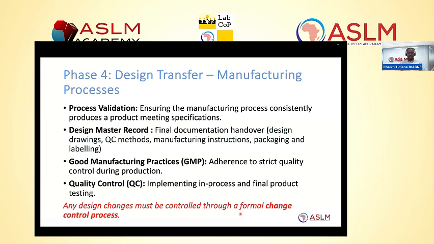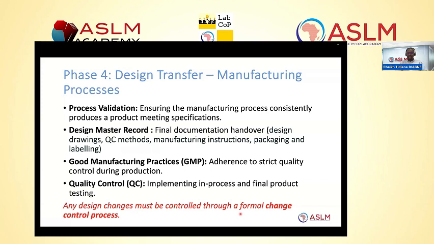Now the design transfer. We have a product, it's developed, it's verified, it's validated. So now we are ready to go to full manufacturing. And this is a step that is called design transfer. Here you will need to validate your process by ensuring that the manufacturing process consistently produces a product meeting specifications, and you will generate your design master record. The design master record is your recipe. It's the final documentation handover that will include your design drawings, your QC methods, manufacturing instructions, packaging, and labeling. Once you have the design master record, it means that you can share it with stakeholders, with other colleagues, and they will use that to manufacture the product.